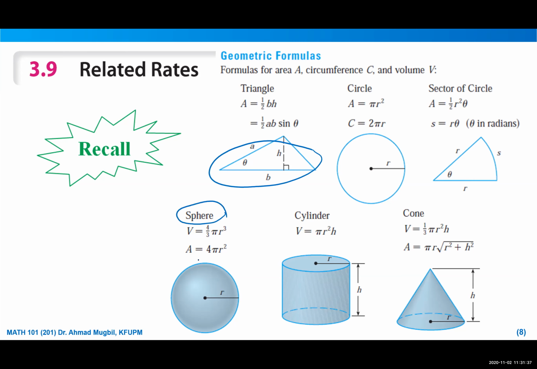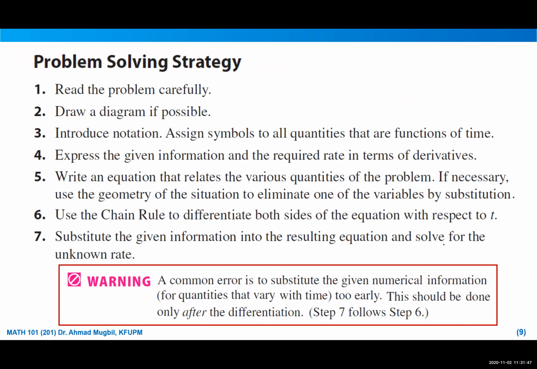For the sphere, what is the volume? What is the surface area? For the cylinder, for the cone. Recall this, yes, it is important. And you need also to follow these steps when you solve any related rates problem. Read it carefully, understand it. Draw a diagram, introduce your notation, decide what is given, what is unknown, and of course, write the equation.